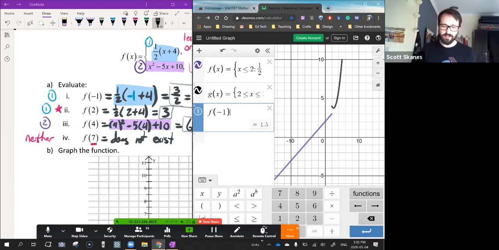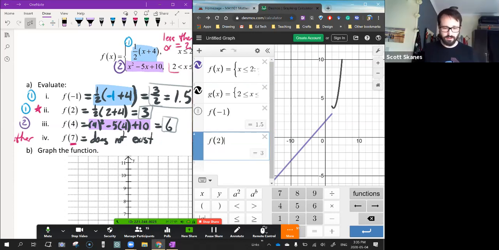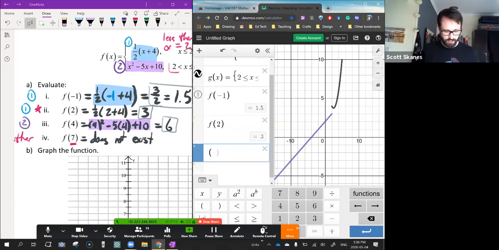1.5, that's our value, yeah? We put x in for -1 and we get back 3/2. And the Desmos is saying it's 1.5, same thing. Let's check the function. When we put a 2 into it, we get a 3. Done. What about if we put 4 into the second function? Gets back 6, same thing.